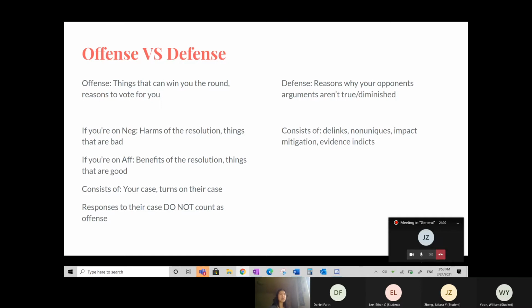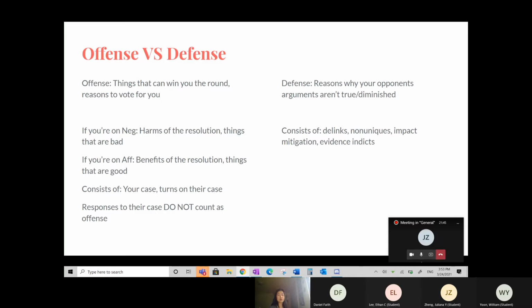Because if it stays the same, there's no uniqueness, right? There's no reason to vote for them, but there's also no reason to vote for you off of that argument. It's just that their argument is not true, right? So it's less of a reason to vote for them. So that is exactly what defense is.